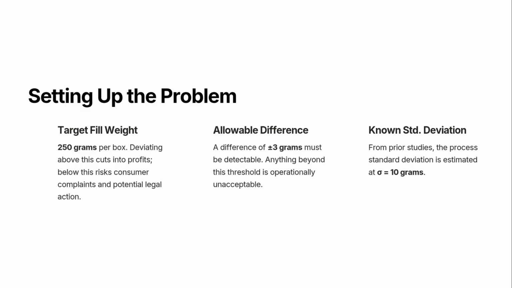The target fill weight for each cereal box is 250 grams. Deviations above this reduce profits, while those below risk complaints and legal issues. A detectable difference of plus or minus 3 grams is crucial, as anything beyond is unacceptable. The process standard deviation is estimated at 10 grams from prior studies.